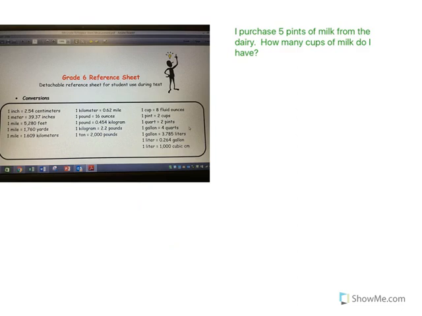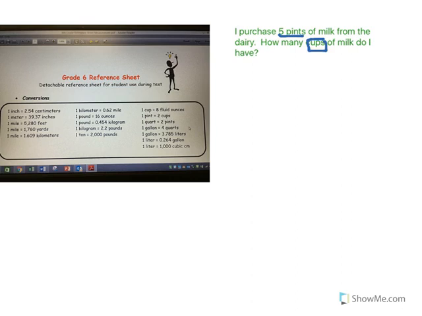The example here says, I purchased 5 pints of milk from the dairy. How many cups of milk do I have? So I notice that I have 5 pints. Let me just underline here, 5 pints. And I'm asking about how many cups. Now I'm going to put a box around cups because that's my unknown. So the relationship is between pints and cups.